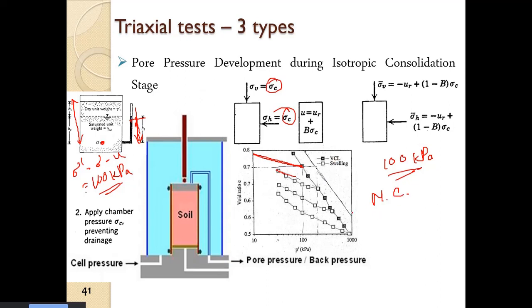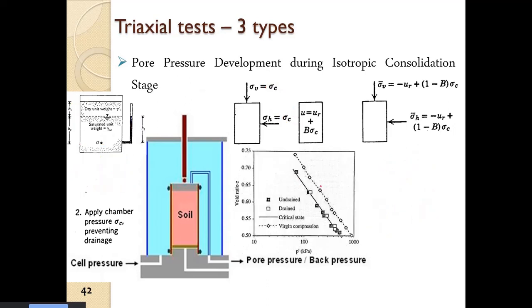Now if we allow drainage, definitely the soil will get consolidated. If we do not allow drainage, whatever increment in delta sigma c we apply, the same amount of increment we will observe in the pore water pressure. Not exactly the same, but mostly the same. So this is the isotropic consolidation curve.